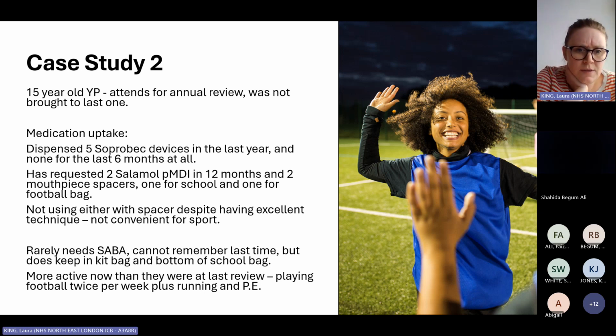Can't remember the last time they used it, and that's evidenced by the fact they've only had 2 PMDIs in 12 months, and they're both pretty much full. They're really active. When you last reviewed them, because they missed the review last year, they weren't so active. So they're actually playing quite high level football now, twice per week, plus running in PE. I think we've all had patients like this where they are just super duper active.